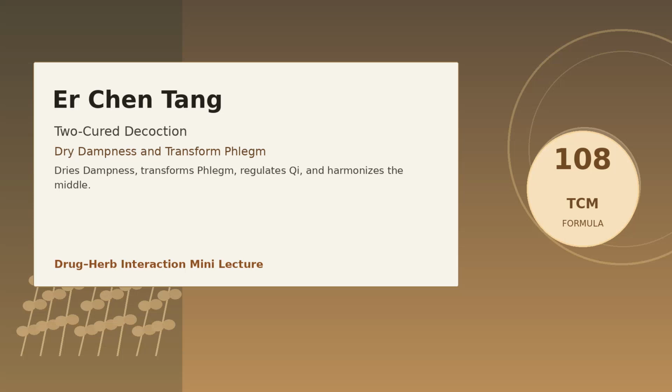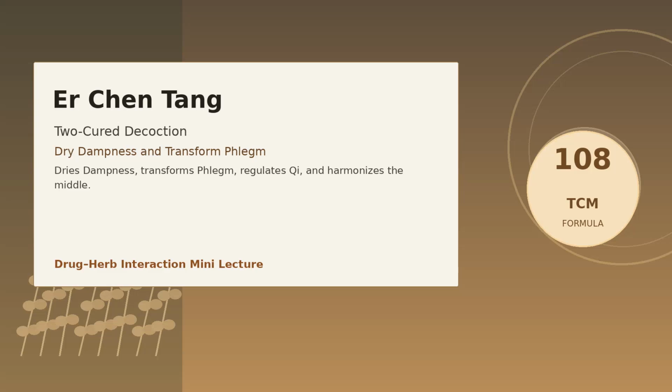Er Chen Tang, commonly translated as two-cured decoction, is a classical traditional Chinese medicine formula in the category of drying dampness and transforming phlegm. Its core action is to dry dampness, transform phlegm, regulate qi, and harmonize the middle. The pattern framework is damp phlegm from spleen dysfunction.